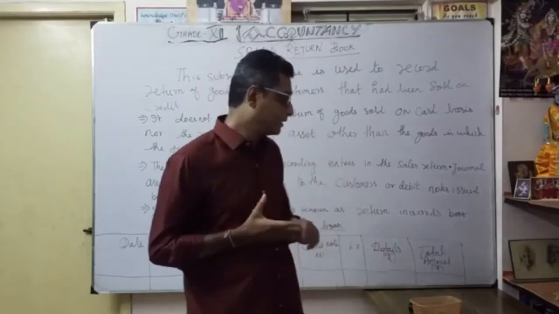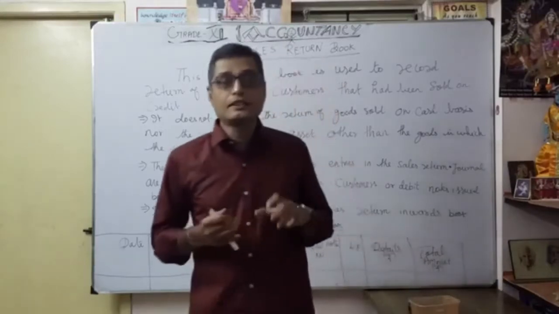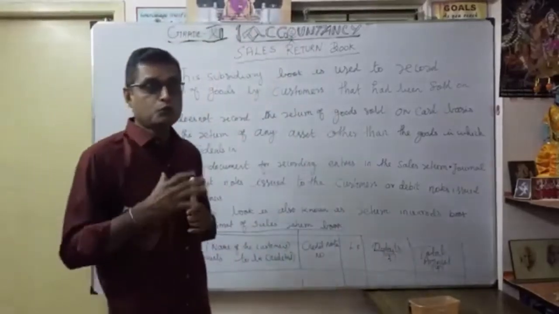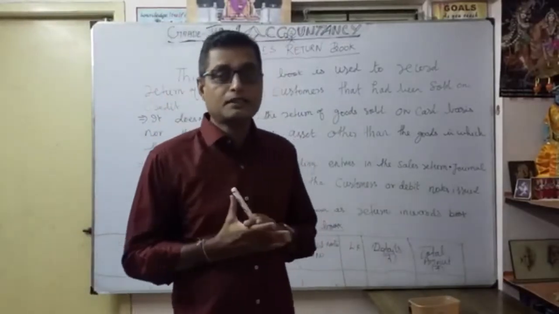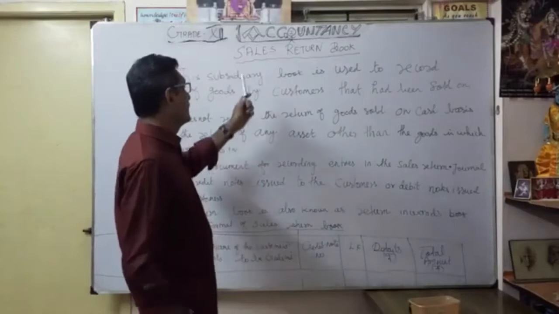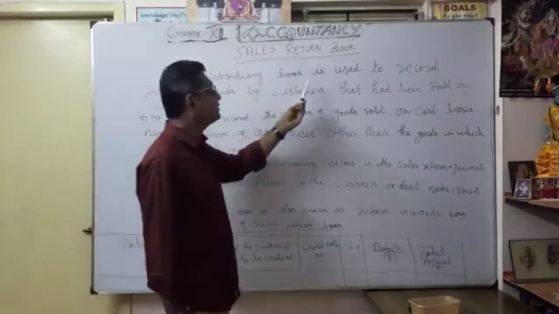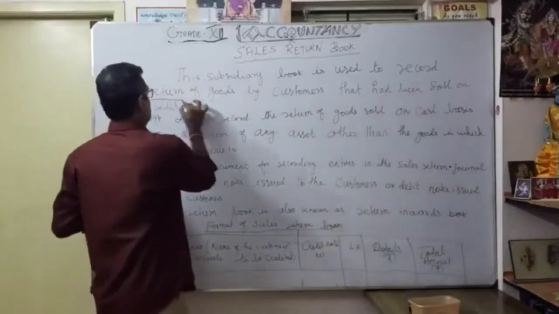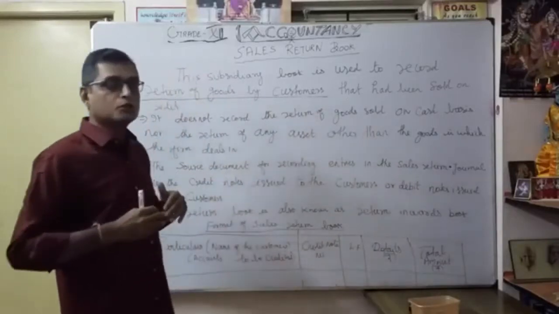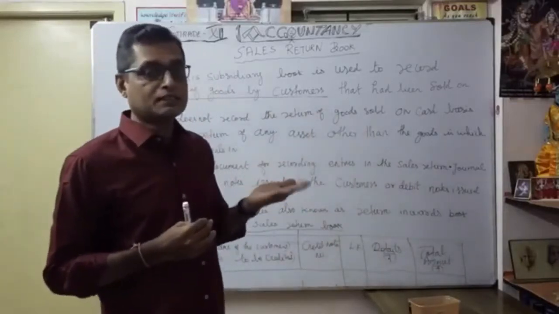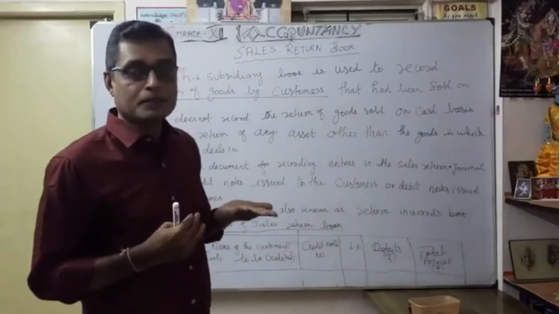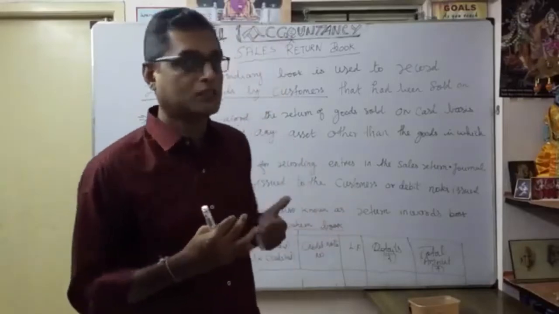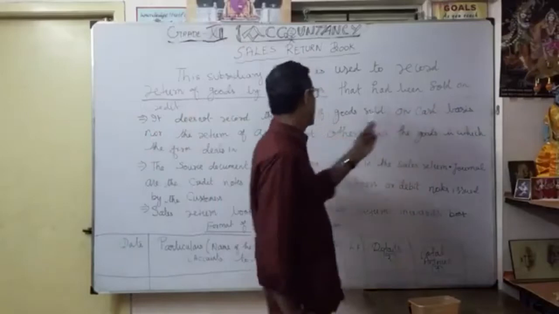Now let's see the meaning of sales return book. What is the exact importance and purpose of preparing the sales return book? Once you understand the purchase return book, the sales return book is the opposite. As a sales return book, this subsidiary book is used to record the return of goods by customers. Earlier we sold goods on credit basis. Later on, the customer can return them to us, maybe due to defect in quality or any damage to the goods. Understood?